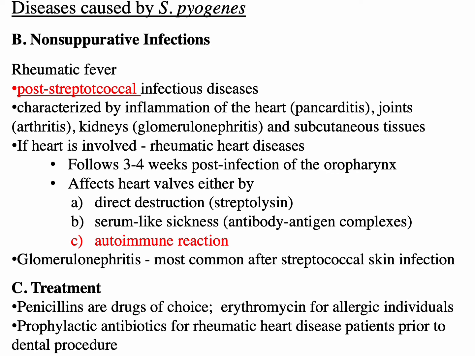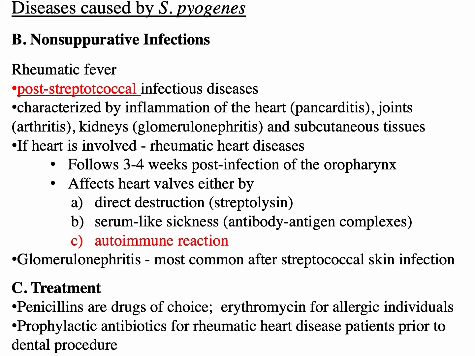One is direct destruction. Second is serum sickness. Third is autoimmune reaction. Direct destruction means that enzymes and toxins produced by group A strep lead to damage to the tissue. The bacteria have been killed and gone from the body, but those enzymes and toxins remain in the body and continue to do that destruction.